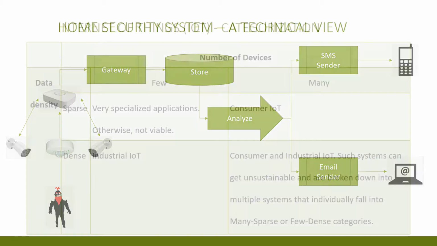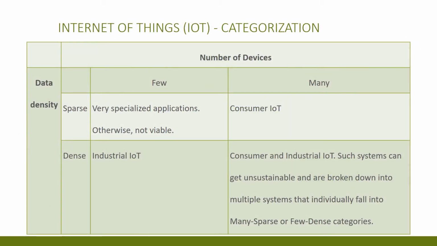Now, let's talk about categorizing different IoT systems. IoT systems can be categorized in multiple ways: the technology involved, the frequency of capturing data, the type of data captured, whether the analysis has to be done in real time or as an offline batch. We believe that the density of data and the number of end devices involved are a fundamental criteria.